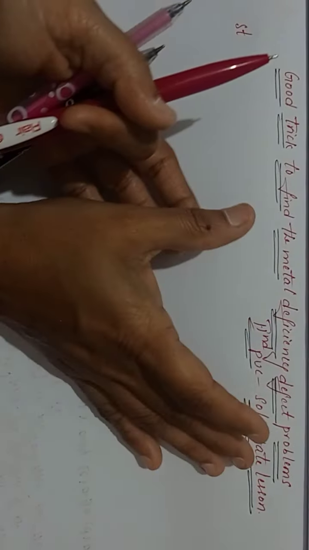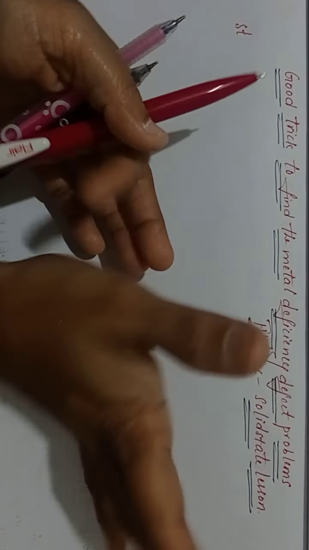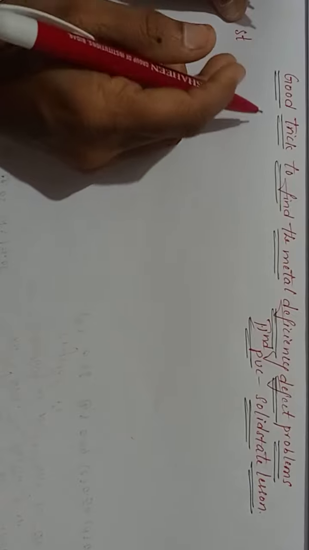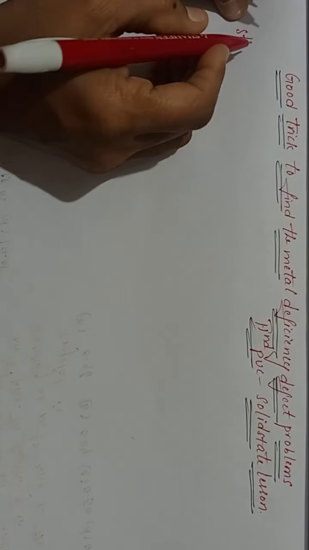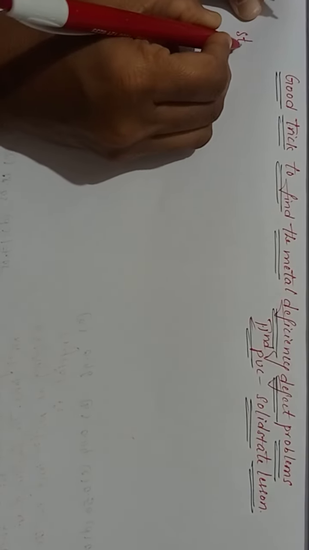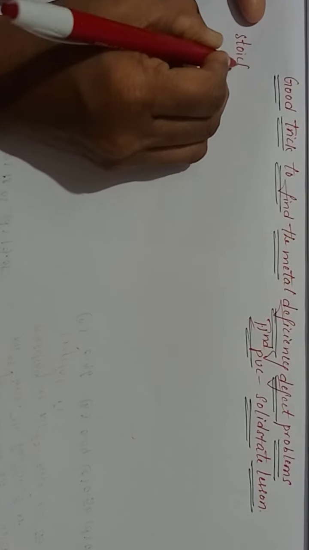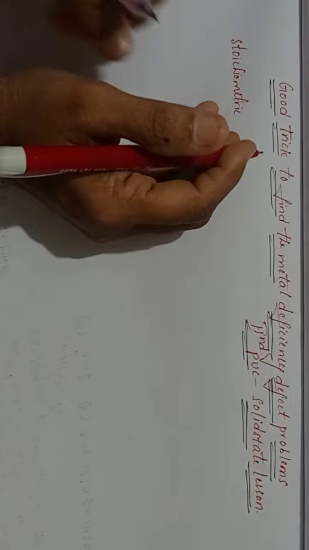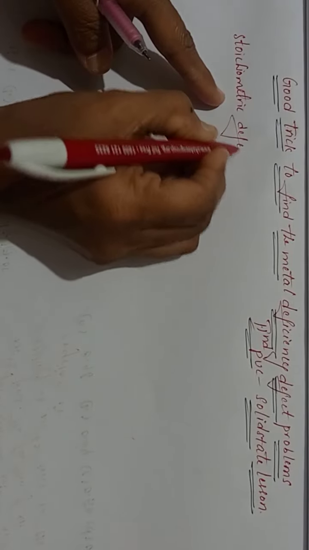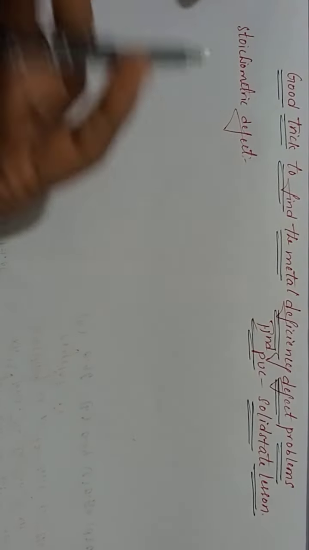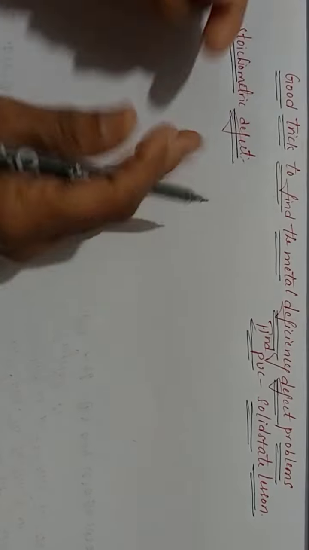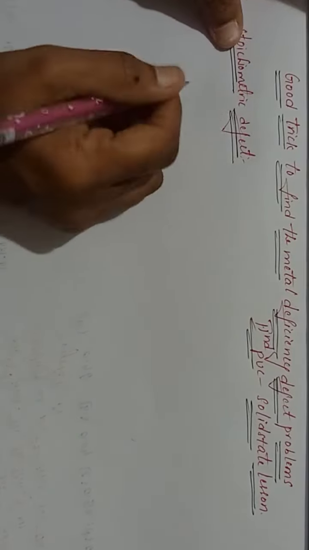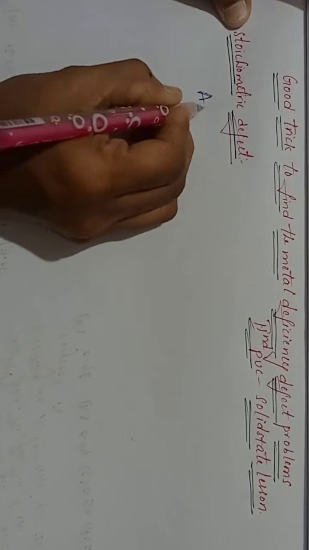Listen to this one. So what is the metal deficiency defect? First of all I am going to discuss the stoichiometric and non-stoichiometric defect, students. Stoichiometric defect. See, students, in the stoichiometric defect, first of all I am taking one crystal, an NaCl crystal.